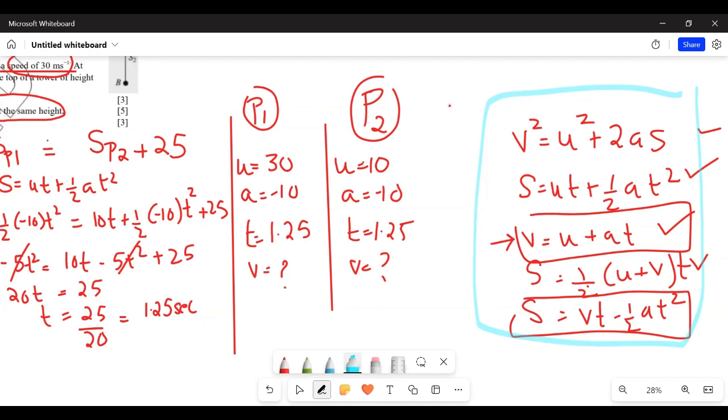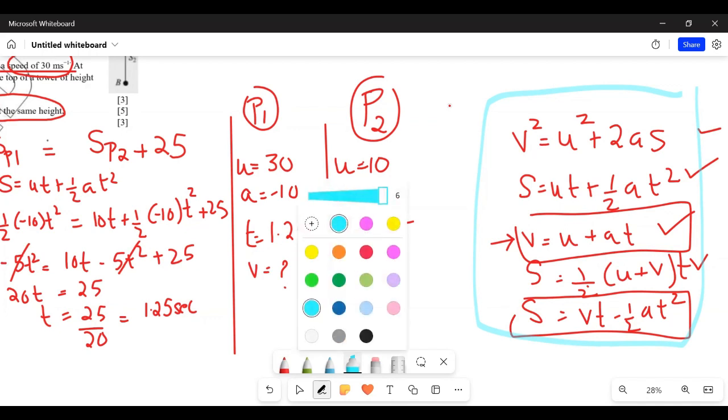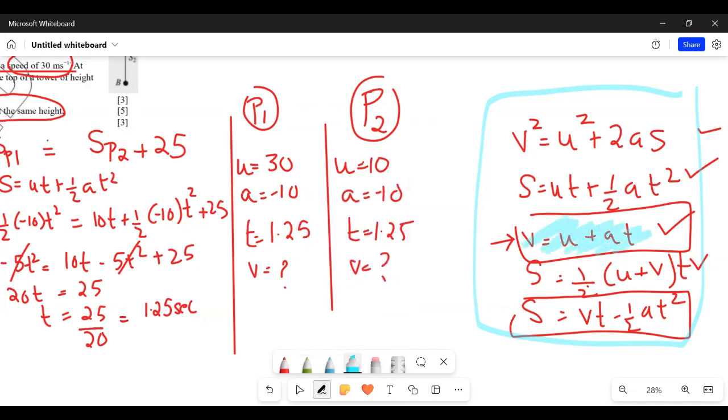So find V now in both the cases. So we're going to use this one. V is equals to U plus AT. For the first one, it's going to be V equals 30 plus A is minus 10 and T is 1.25. This gives us 17.5 meters per second.